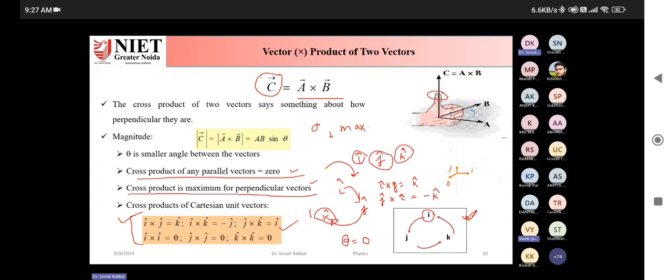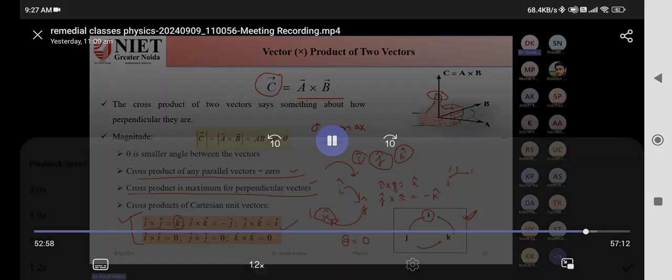And why is i cross j equal to k, right? This is the maximum value, you can say, because i and j are perpendicular to each other. Similarly, all three Cartesian vectors are actually perpendicular to each other. So you can write these three equations. i cross j is equal to k and so on. Write it down.